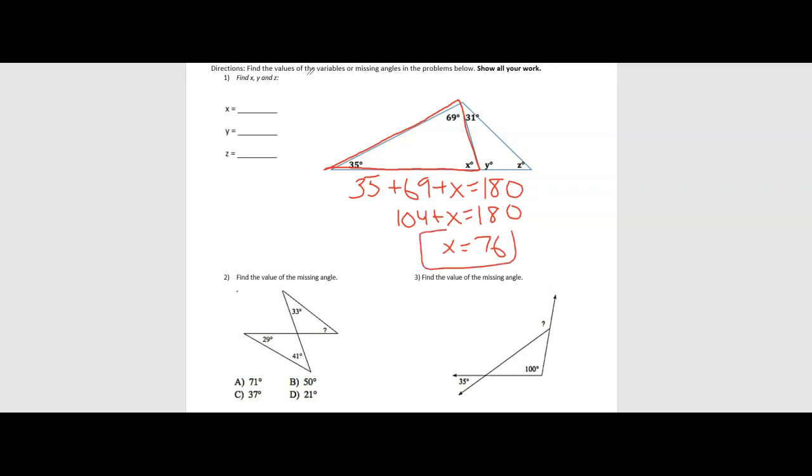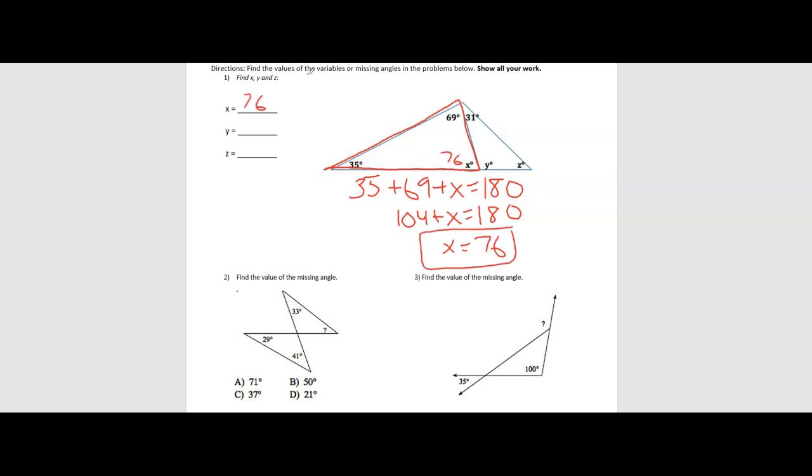All right, so for the first triangle, we have three variables to find, x, y, and z. You could either find x or z to begin with, but you had to find one of those before you found y. So for x, I'm just going to start with that. I have three angles here. Let me highlight the triangle. So x is the third angle of a triangle, so I can use the triangle sum theorem. And I'm going to get x is equal to 76.